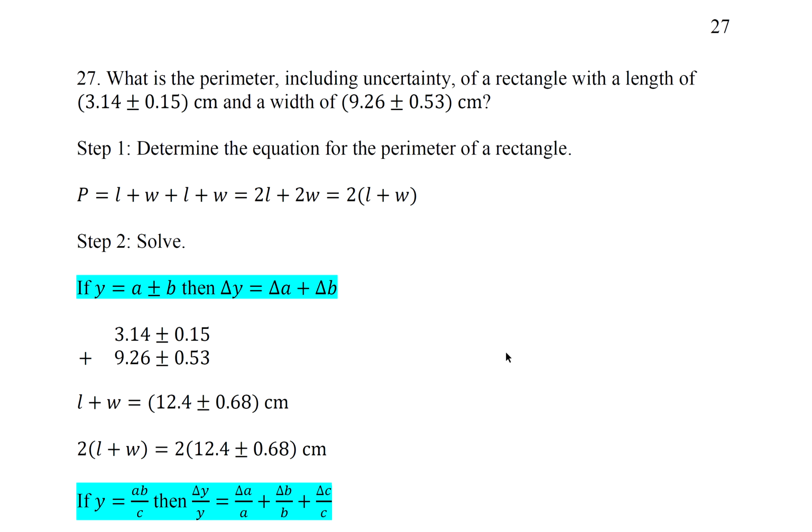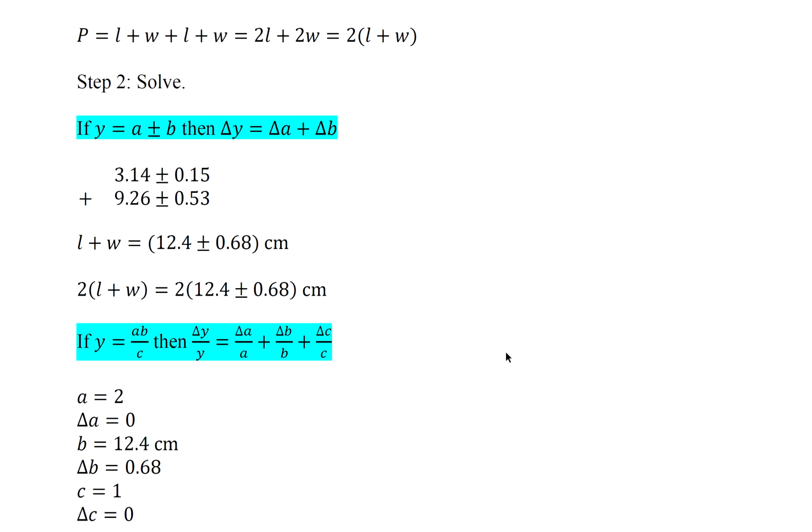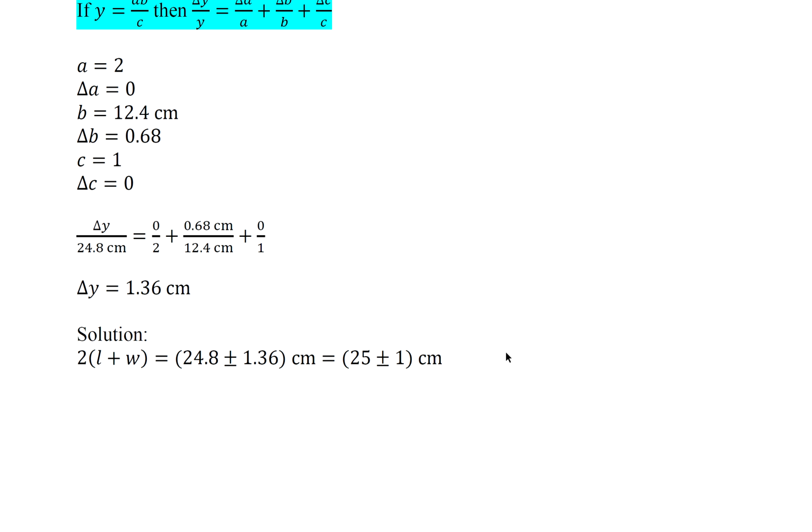Question 27. What is the perimeter, including uncertainty, of a rectangle with a length of 3.14 plus or minus 0.15 centimeters and a width of 9.26 plus or minus 0.53 centimeters? First, we determine the equation. Second, we solve. Third, we're going to use this equation, 2 times length plus width. And then finally, we get delta y, which is 1.36 centimeters.